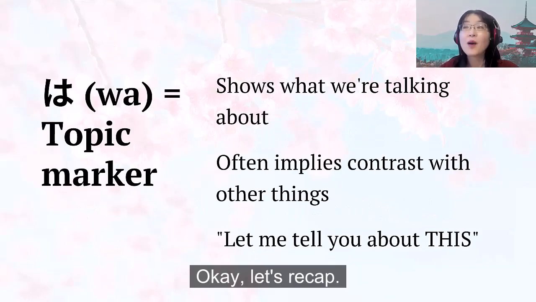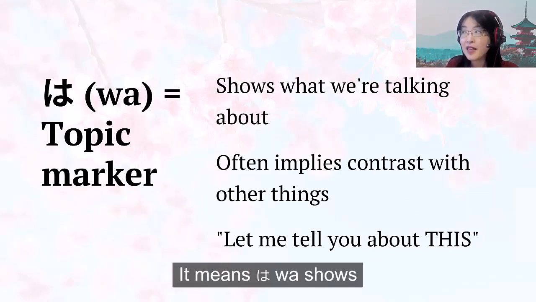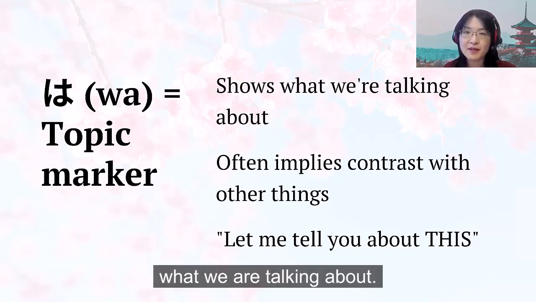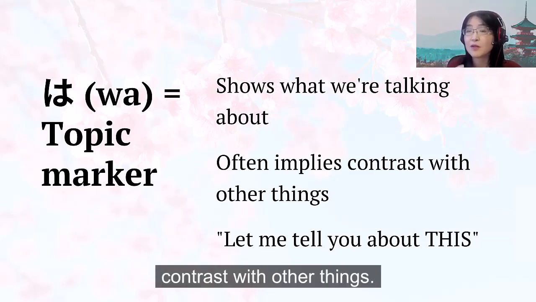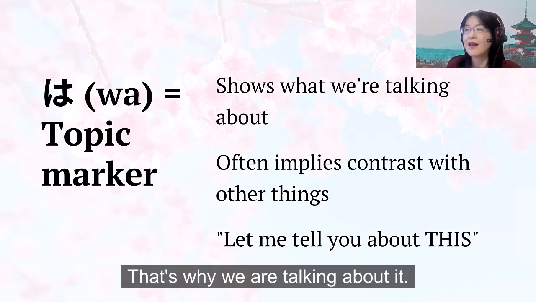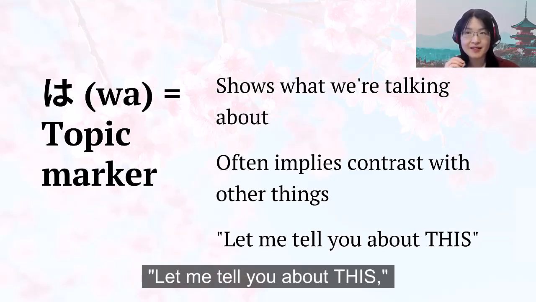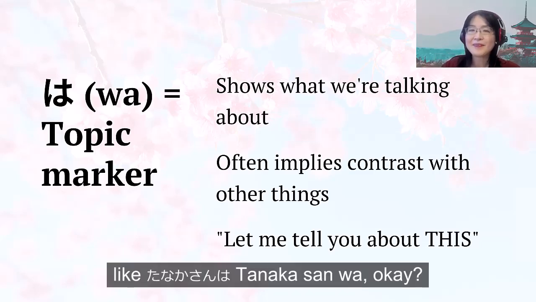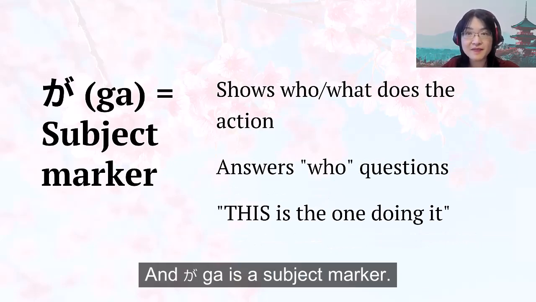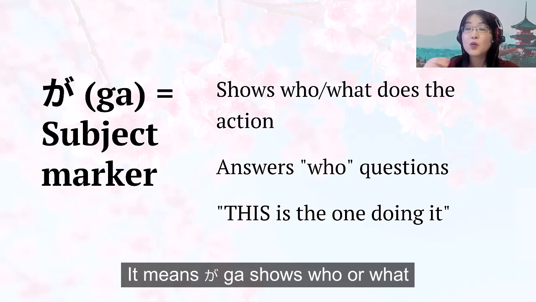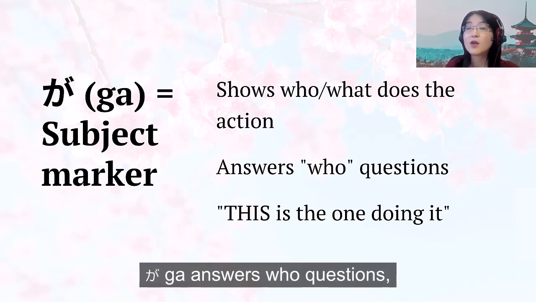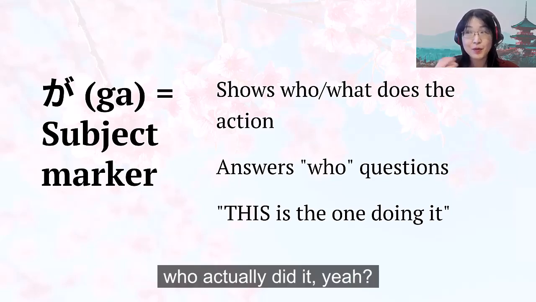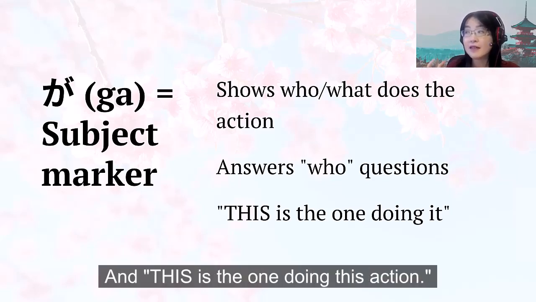Okay, let's recap. Wa is a topic marker. It means wa shows what we are talking about. Wa often implies contrast with other things. Let me tell you about this, like Tanaka-san wa, okay? And ga is a subject marker. It means ga shows who or what actually does the action. Ga answers who questions, who actually did it. Yep, and this is the one doing this action.